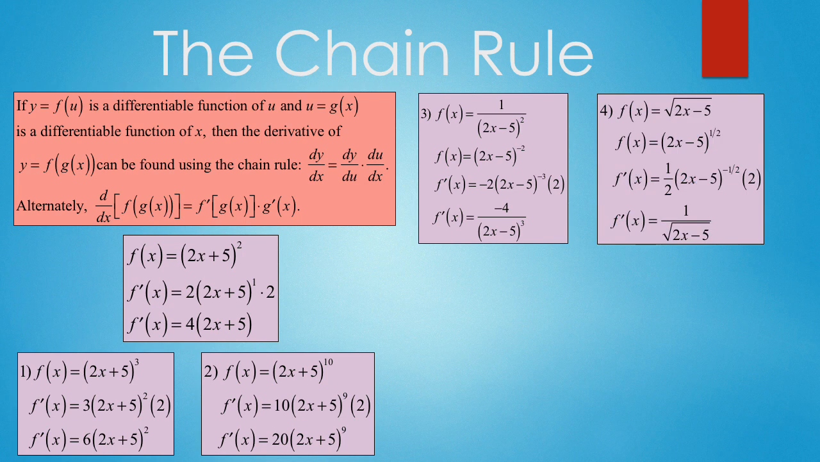In number 4, we have f(x) equals the square root of 2x minus 5. There is no choice here. We have to write the expression as (2x minus 5) to the 1/2 power. And now, using the power rule, we write f prime of x equals 1/2 times (2x minus 5) to the negative 1/2. But again, we must multiply by 2. The 2's cancel, and our final answer is f prime of x equals 1 over the square root of 2x minus 5.